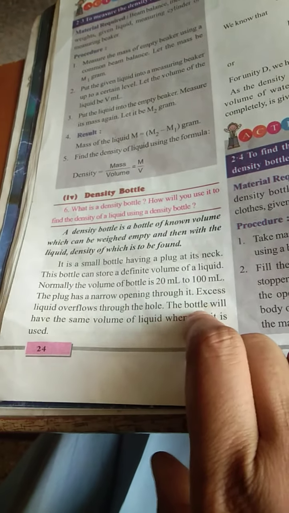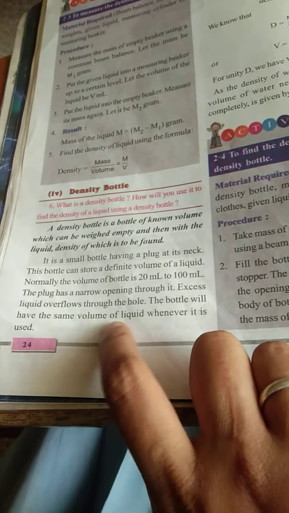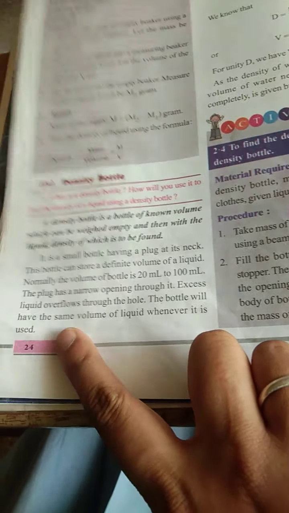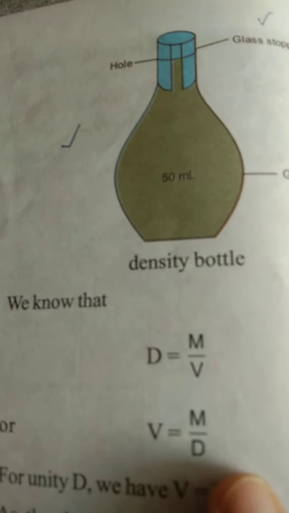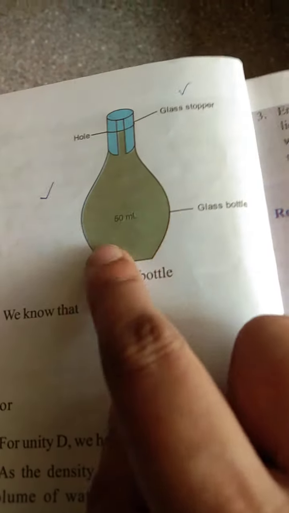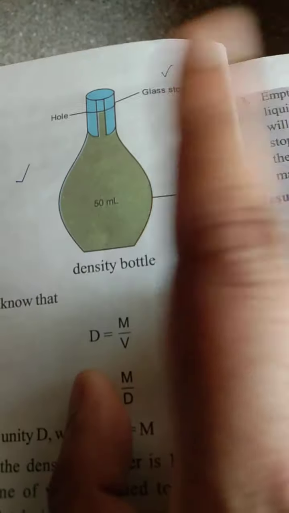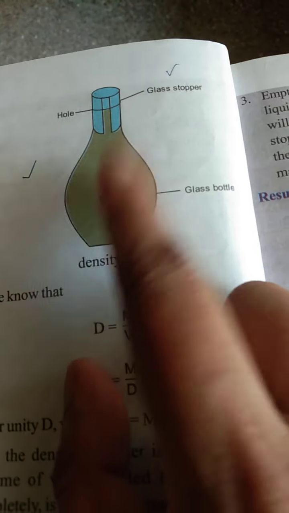The plug has a narrow opening, and excess liquid overflows through the hole. The bottle will have the same volume of liquid whenever it is used. So there is no change in the volume, it is always definite. That is called a density bottle. It has a definite volume which we can fill, empty and refill.